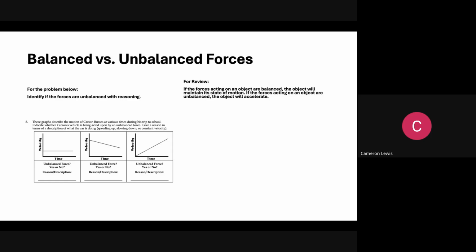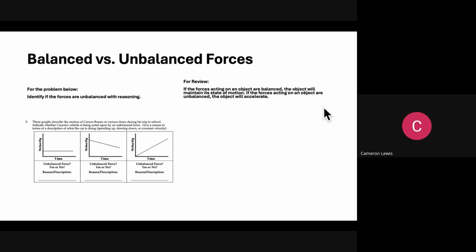Yes, this is a velocity time graph. So now we're looking specifically at a velocity time graph, and they're telling us to identify if the forces are unbalanced with reasoning, right? So how will we know if the forces are unbalanced?